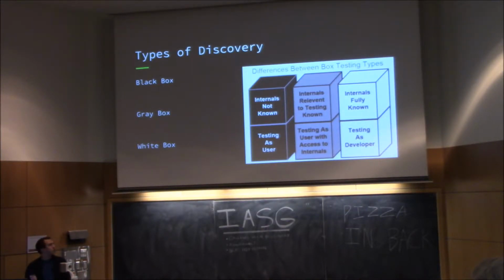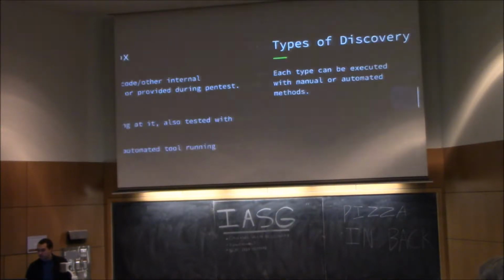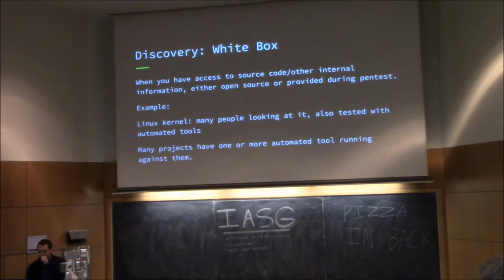All right, so going on here, with all three of these types of testing, white, gray, and black box, you can either do automated or manual testing in most cases. And so we'll go on to talk a bit about those and take some in-depth looks at those. So with white box testing, we talked about how it's when you have access to the source code and pretty much everything.